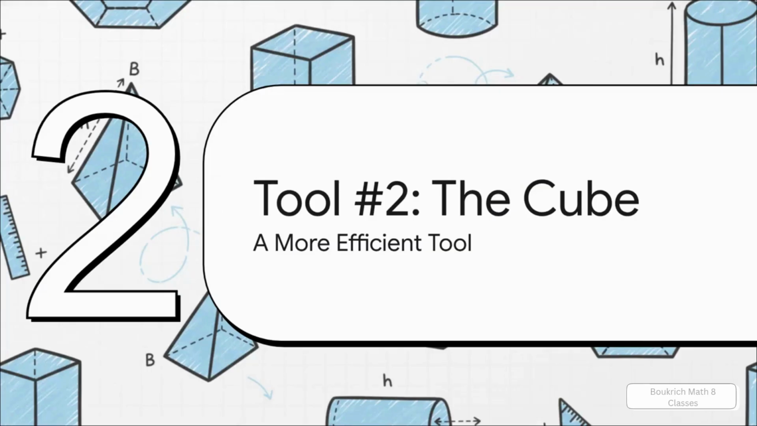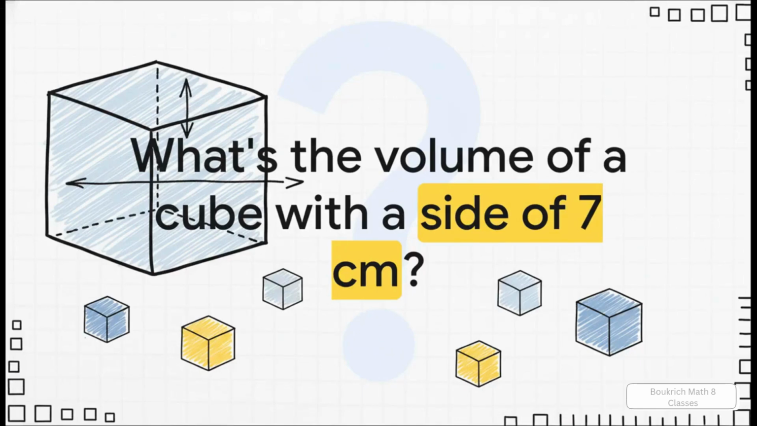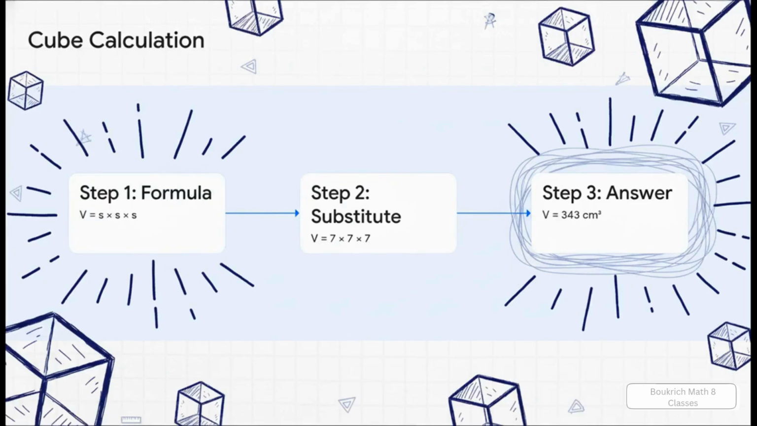Now for our second tool. A cube is really just a special kind of rectangular prism. It's one where the length, the width, and the height are all exactly the same. And because of that special property, we can use a much more efficient, specialized tool just for it. It's like a shortcut. So what if we have a cube, and we know that each side is exactly 7 centimeters long? Well, we don't need to worry about length, width, and height separately. All we need is that one single number.